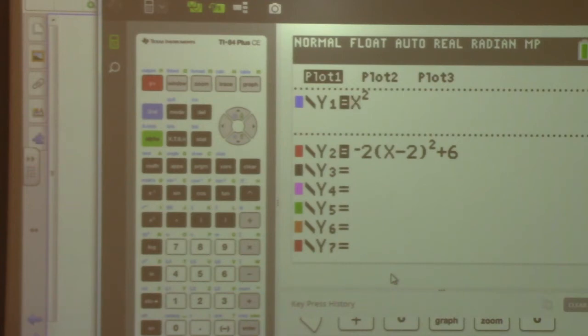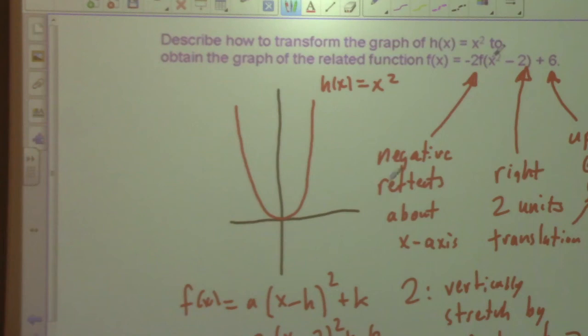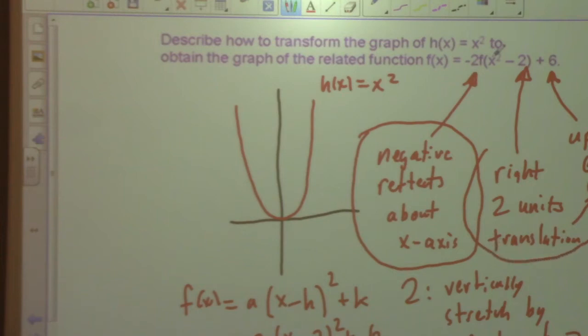What they're looking for is this. I'll tell you what the answers are. That's another good question. They're looking for these as your answers. They're saying, okay, you have this and you got from this, so you're gonna have to describe what these different things do. The negative sign, the 2, the negative 2, the 6, okay?